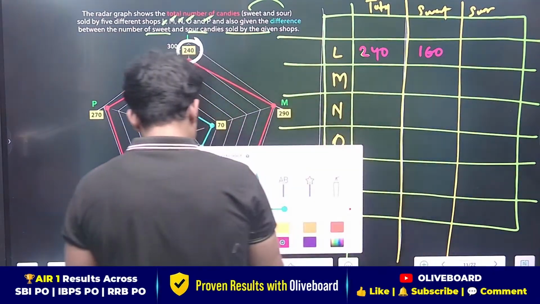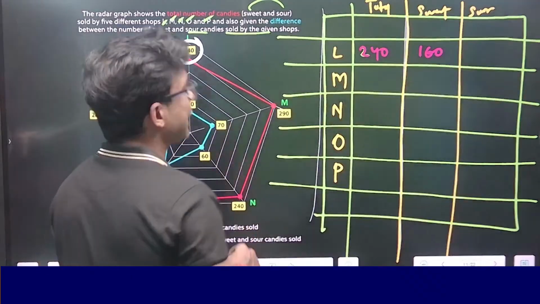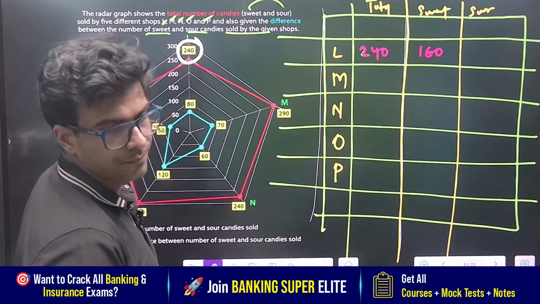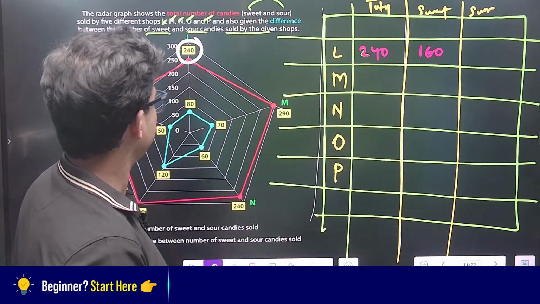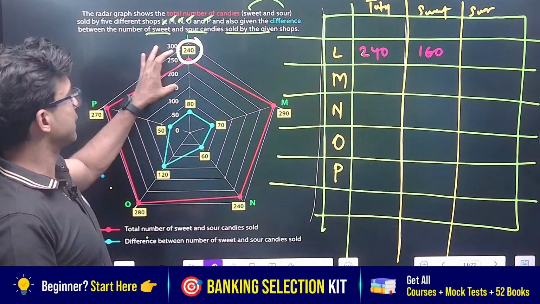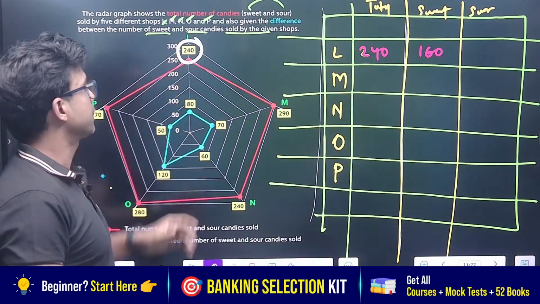Clear? This would be minus. This would be minus. This is how I am doing it. How are you guys getting it now? Come on, say.